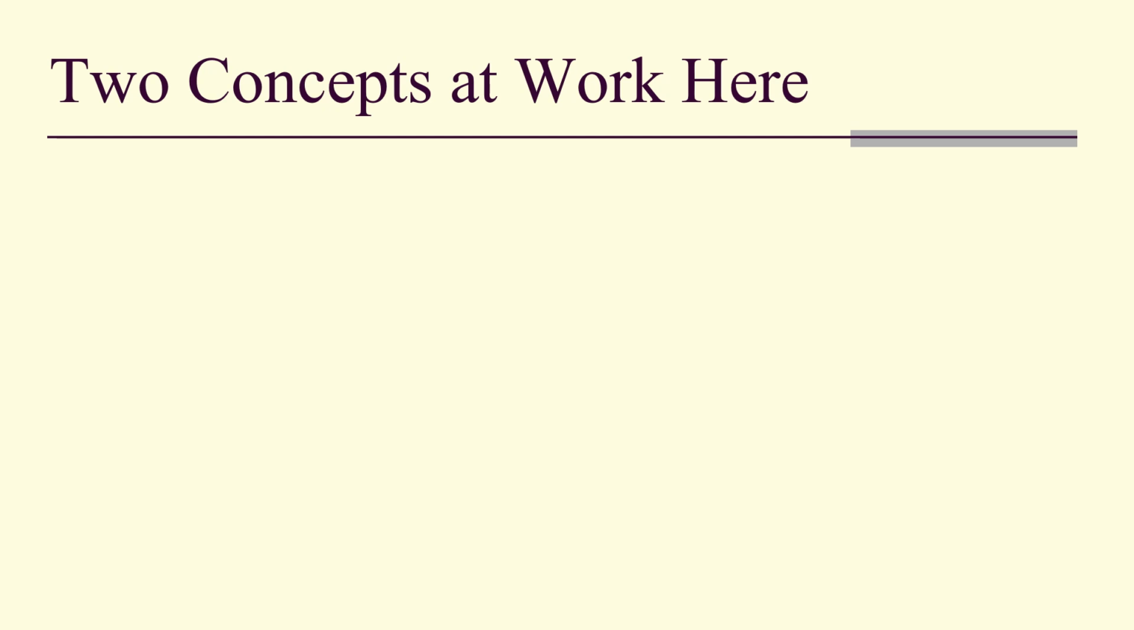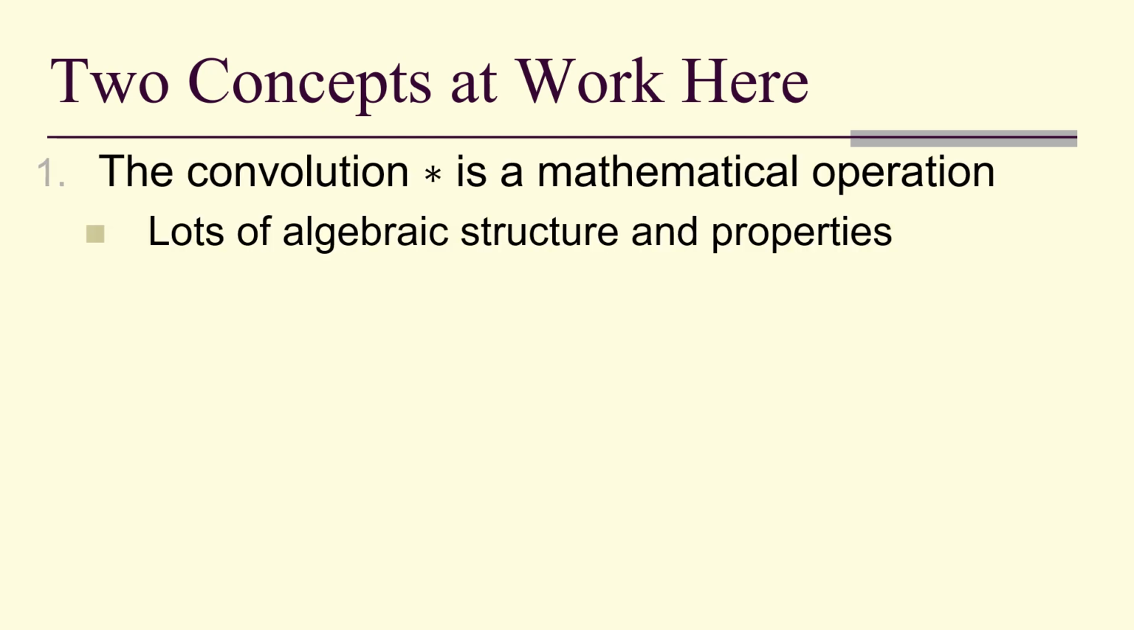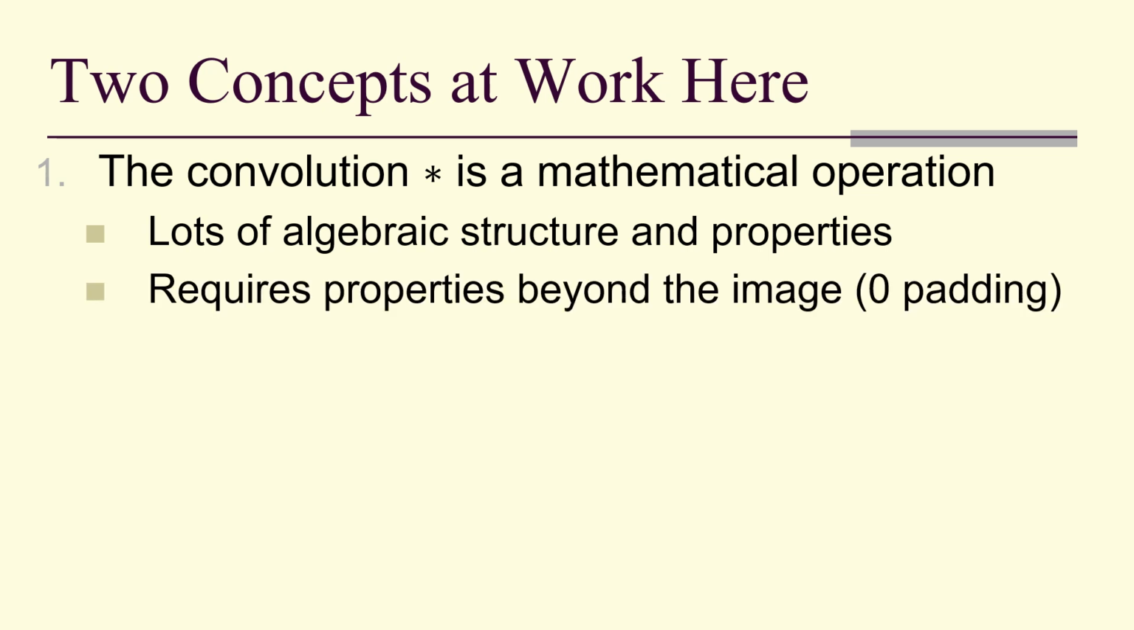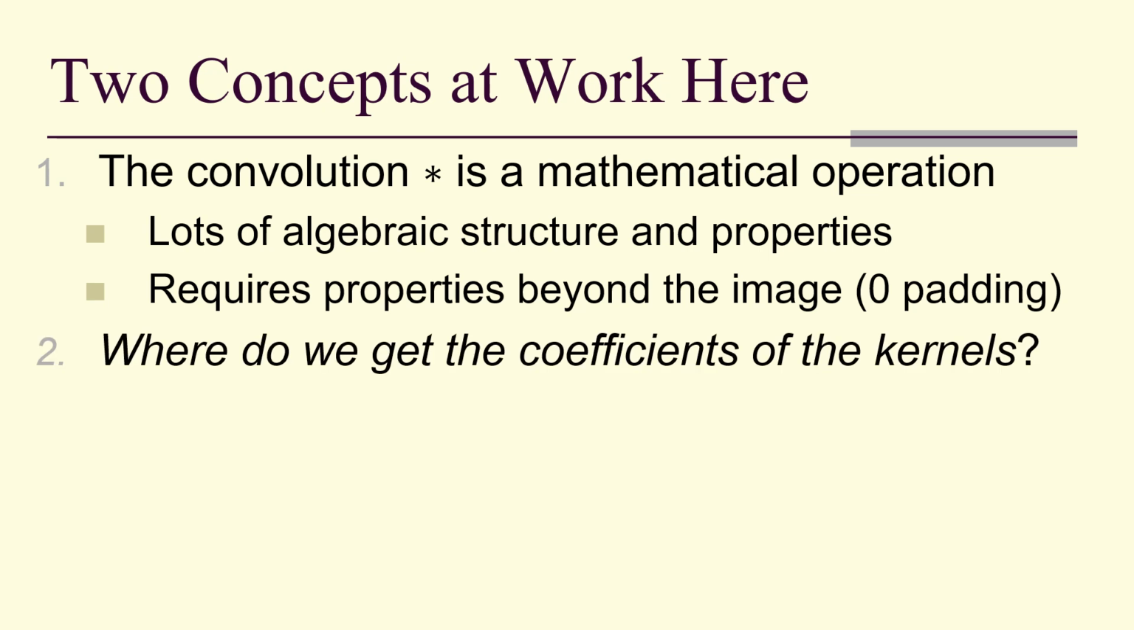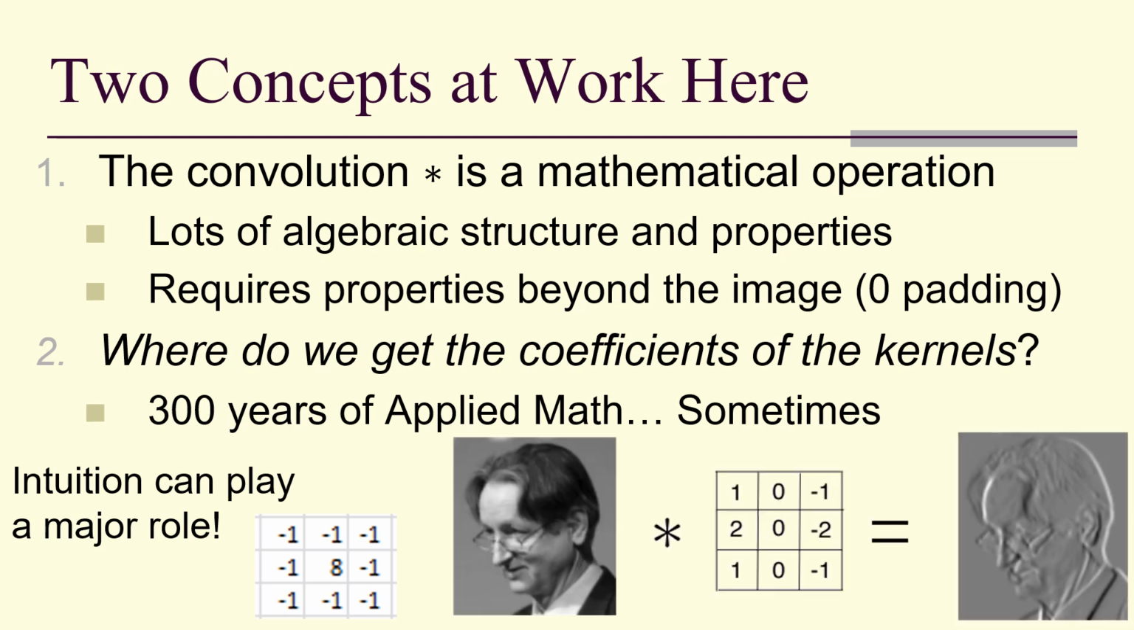Now there are two concepts at work here. The convolution is a mathematical operation, with lots of algebraic structure and properties, and it requires values beyond the image, zero padding sometimes. But where do we get the coefficients for the kernels? Well, that's 300 years of applied math. And intuition can play a major role, sometimes. Now this is actually an important kernel. It's an edge detector, something that people discovered can locate edges in an image.